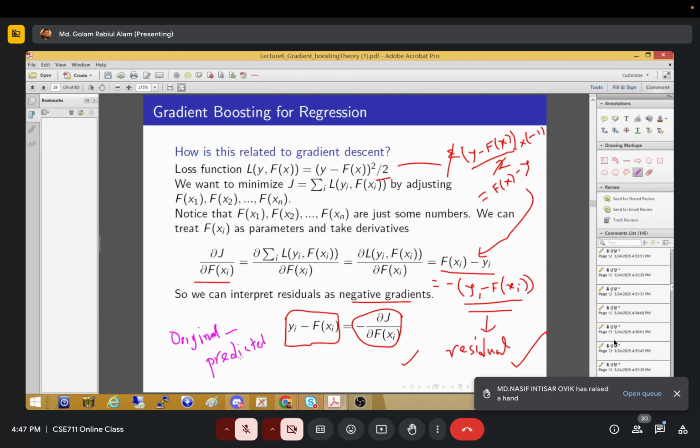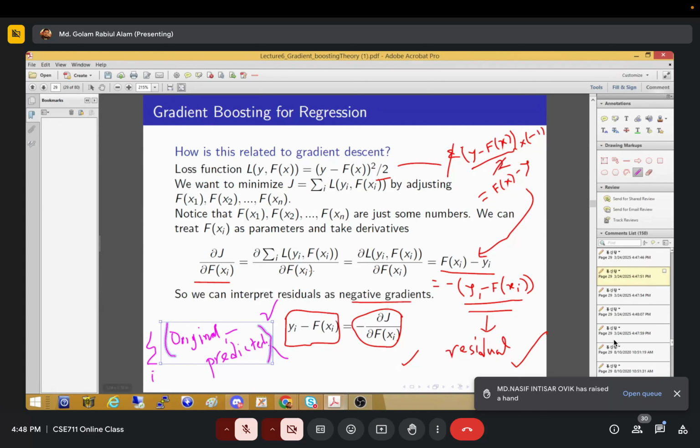This is the residual, and we know that there is the sum of square residuals. So this is the residual, then square that. So this is the square residuals, and we have to sum up for all the originals and all the predictions. That is our sum of square residuals.